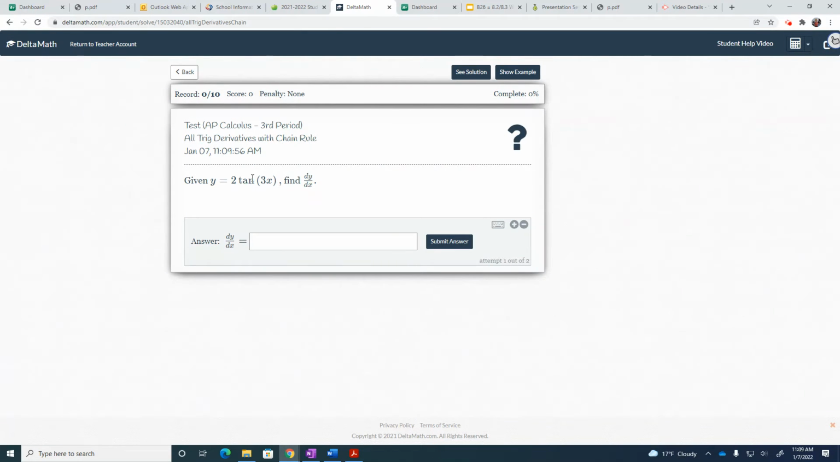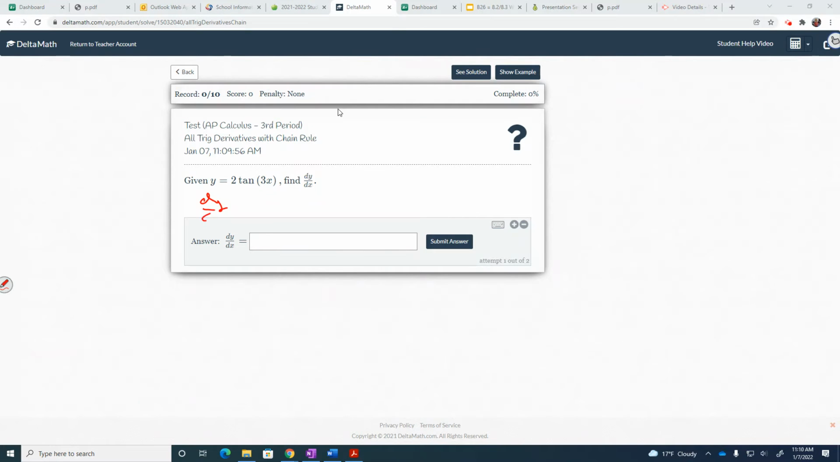The first section is all of them just derivatives with chain rule. So for example, this first one, try to do these without looking at what the actual derivatives are. So for this one, we're supposed to find dy dx. What's the derivative of tangent? Secant x tan x? No, it's secant squared.